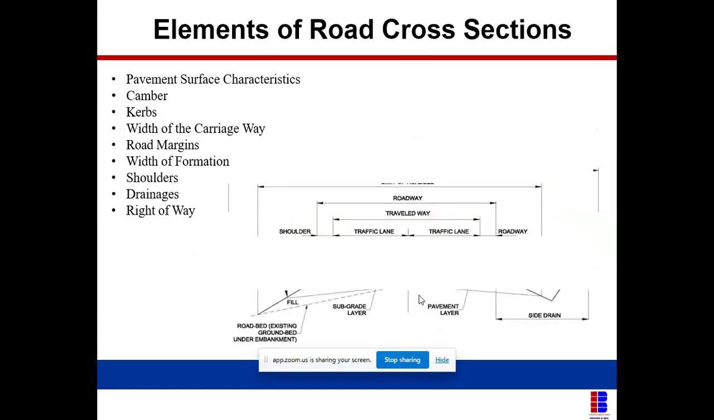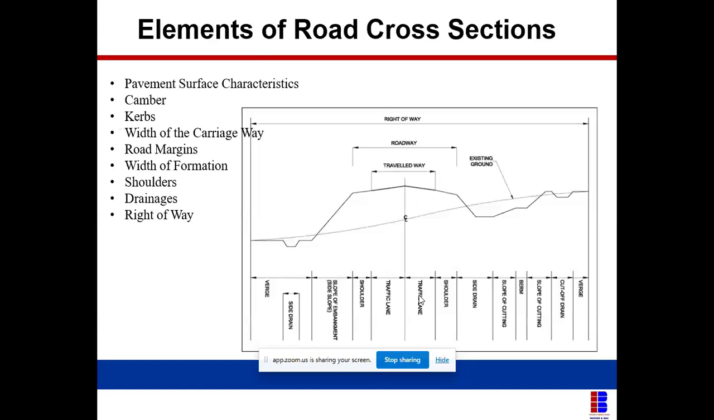So these are the cross section of a road: traffic lane, shoulder, roadway. Elements of a cross section. You can see the roadway, the shoulder, the median. This is a typical complete cross section of a road. We have the two traffic lanes, shoulder. We have the side drain. We have the slope for cutting. We have the bend. We have the cut-off drain. Then we have the vegetation on our road. So these are the typical cross section of a road.